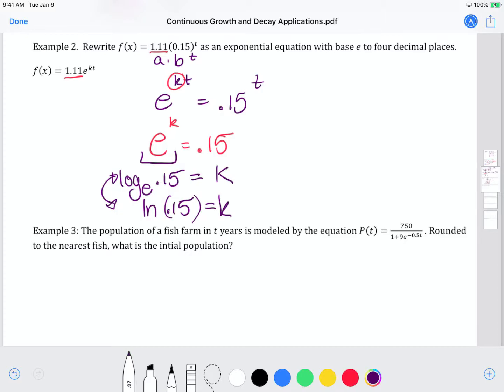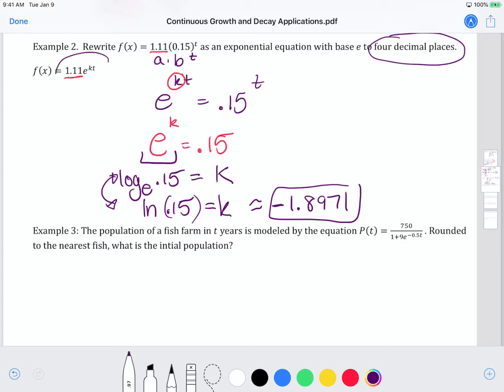So what I would do is put this in the calculator, and it says round it to 4 decimal places. So I'm going to find the natural log of 0.15, and I'm going to round it to 4 decimal places. That's going to give me approximately negative 1.8971. Now notice that this is negative.